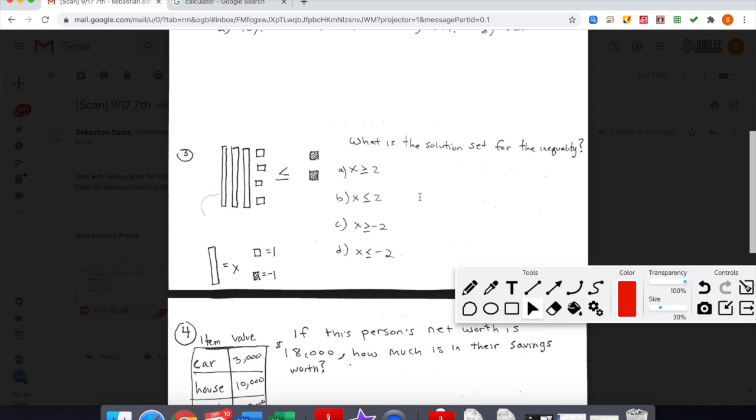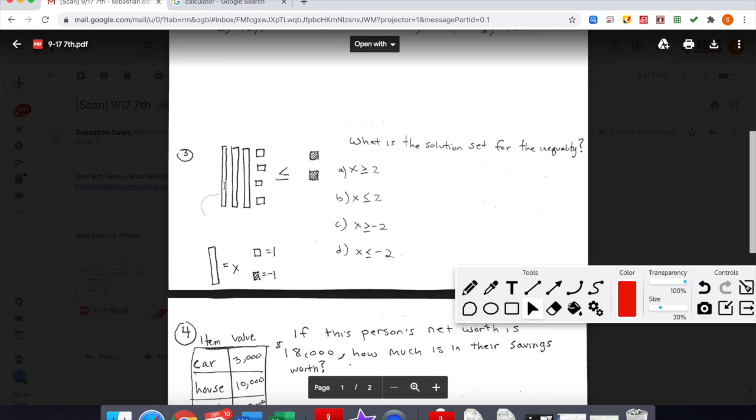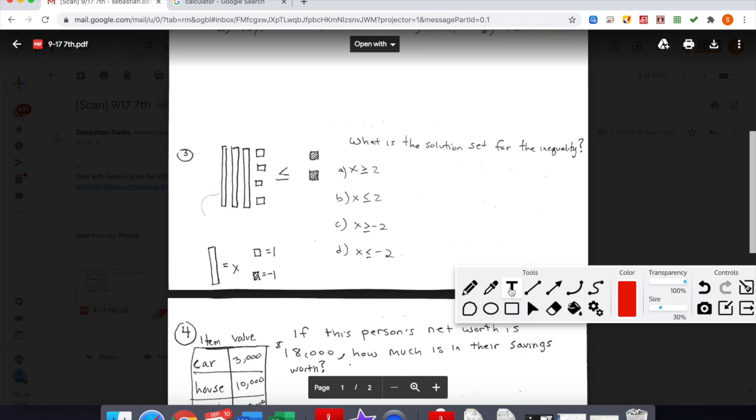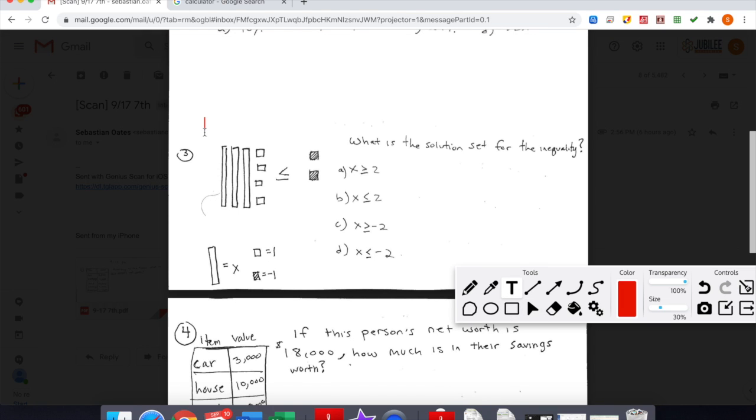Number 3 says, what is the solution set for this inequality? Even though it doesn't give us the inequality straight up, it still gives us the information to figure out what it is. Each one of these long bars represents an x, and each one of these unshaded squares will represent 1. So what we have is 3x plus 4 is less than or equal to -2.